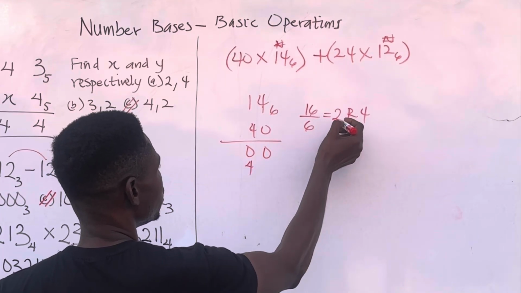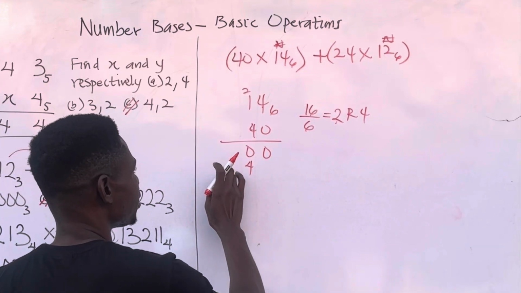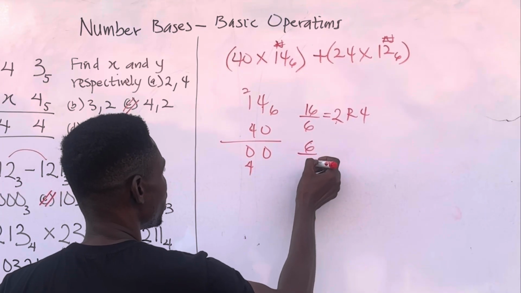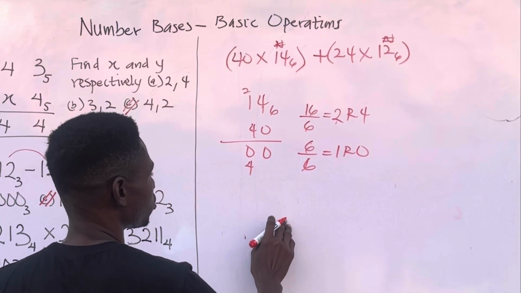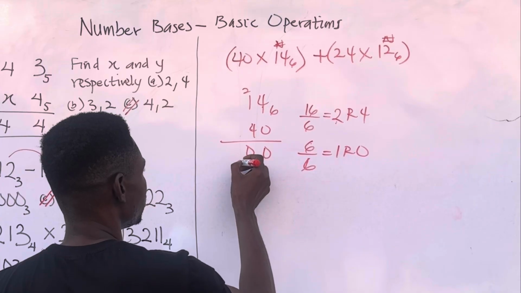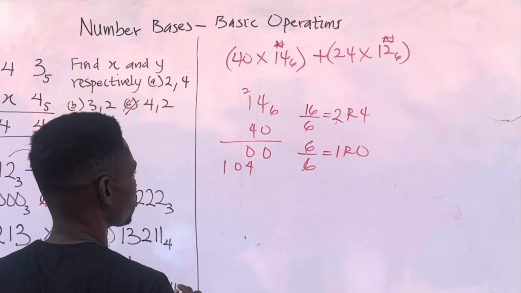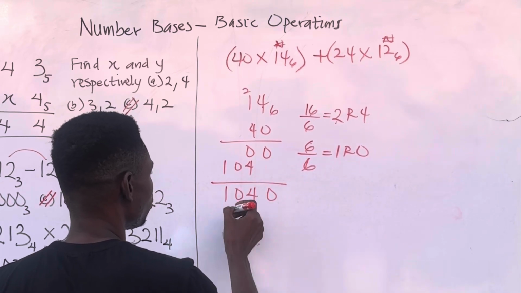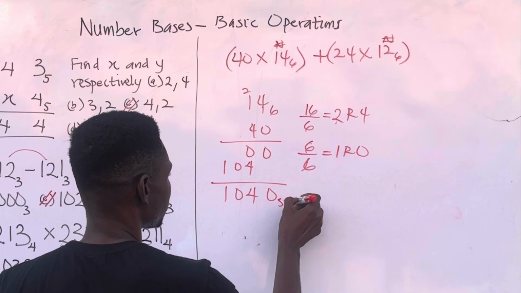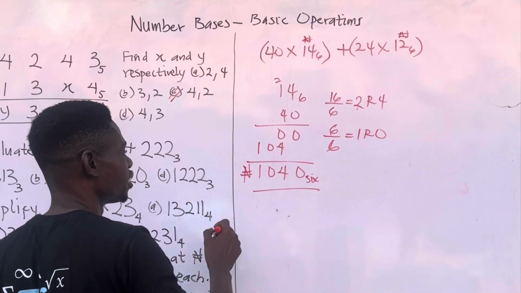4, carry 2. 4 times 1 is 4 plus 2, 6. Can we write 6 here? No. So 6 divided by 6, we have 1 remainder 0. So we write down 0 and carry 1. We'll bring that 1. So what we'll have here is 1, 0, 4, 0 in base 6. Okay, so we have our currency sign there.